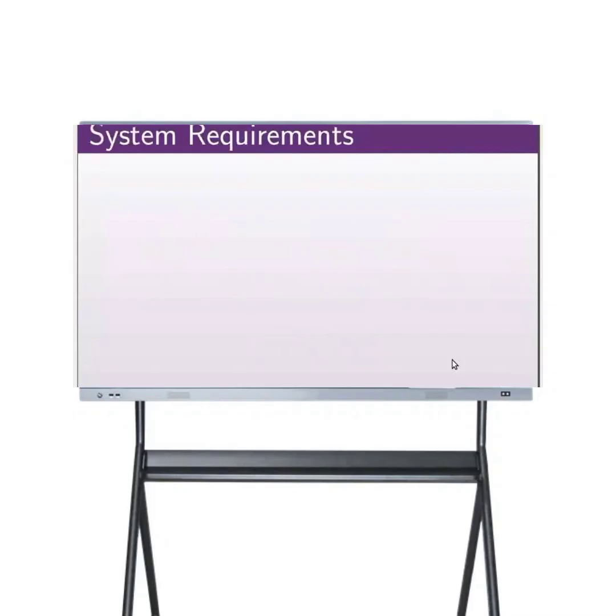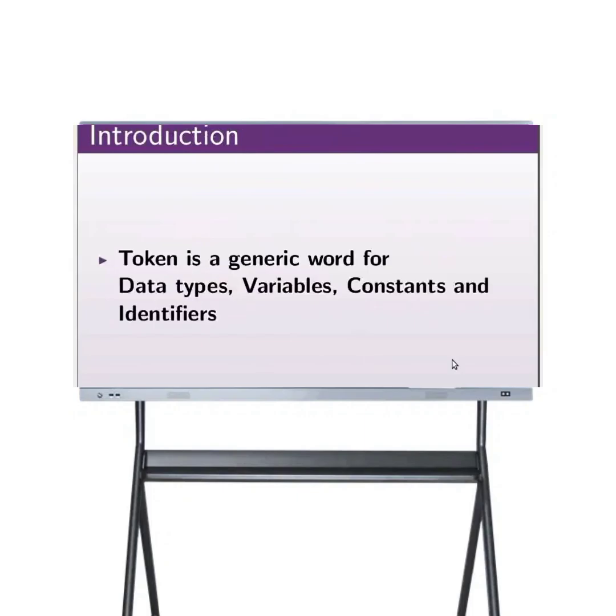To record this tutorial, I am using Ubuntu operating system version 11.10, GCC and G++ compiler version 4.6.1. Let's start with an introduction. Token is a generic word for data types, variables, constants, and identifiers.